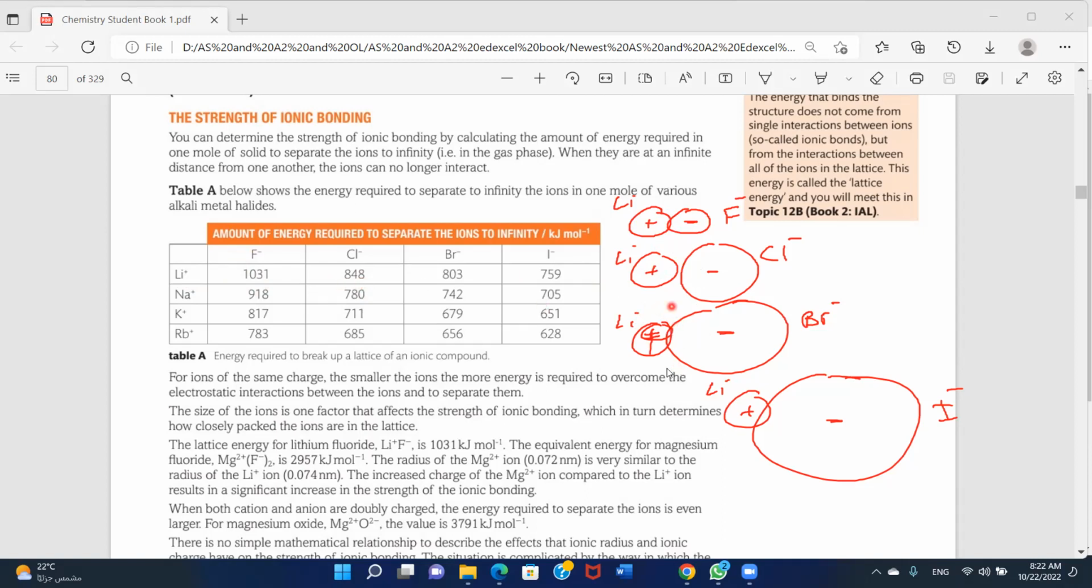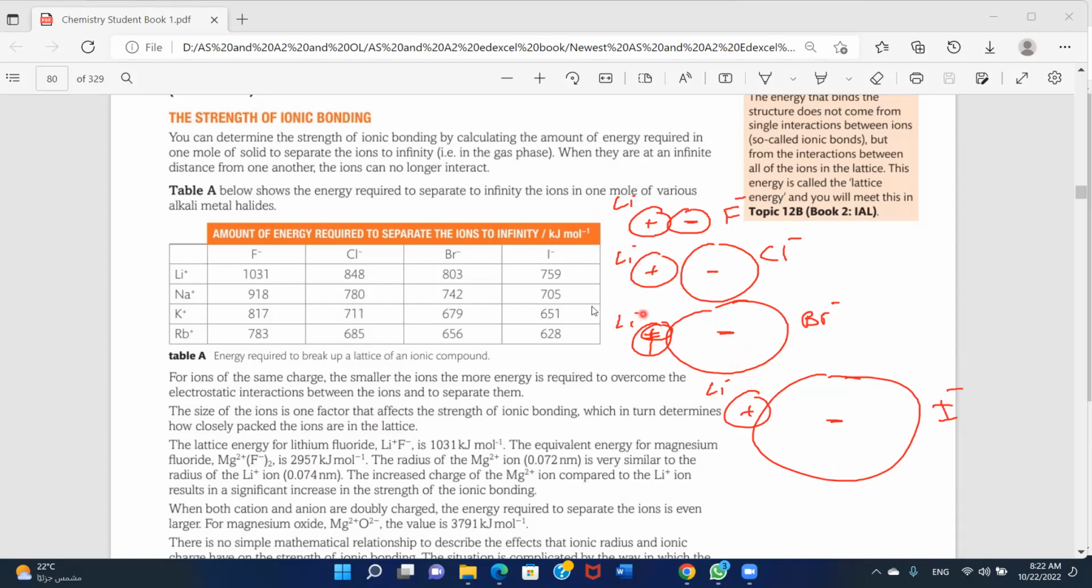The energy needed to break the bond between lithium and bromide is 803, still lower, and lithium iodide is the least. Since lithium is constant in all these ionic compounds, and the charge on the fluoride, chloride, bromide and iodide is the same, -1, the only difference is the size of the ion. The fluoride ion is small, the chloride ion is greater, the bromide much greater, and the iodide much, much greater.